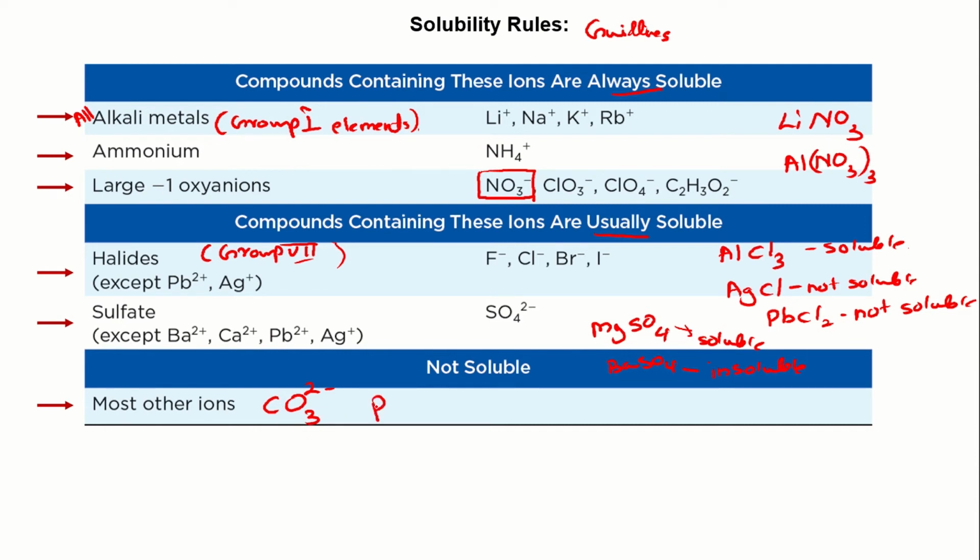Another anion that is generally not soluble is phosphate, PO4 3-. Another anion is hydroxide. Now, how do you use this guideline? So these are usually not soluble. That means if I write a molecule like calcium hydroxide, this is not soluble. Why? Generally, all hydroxides are not soluble.